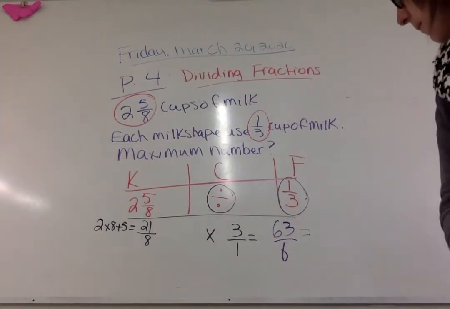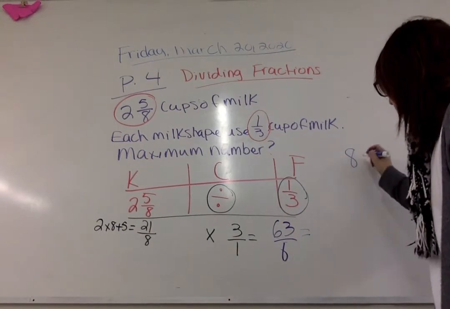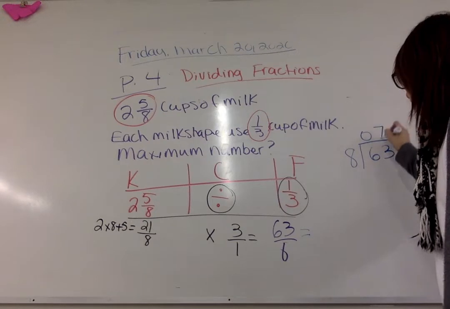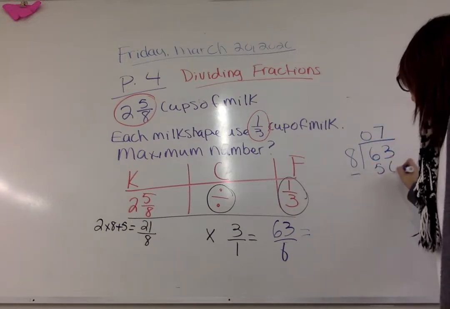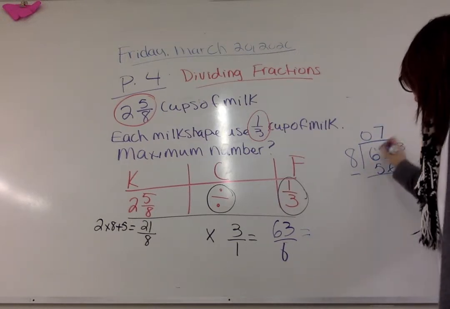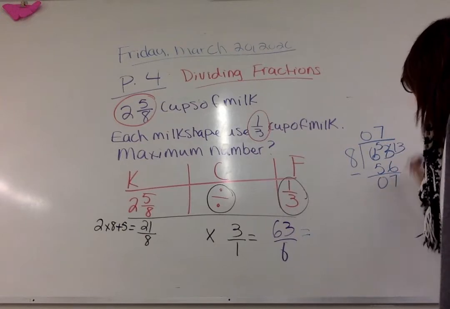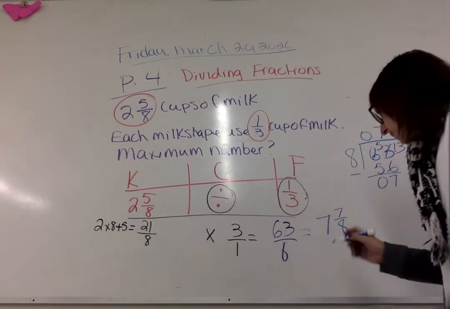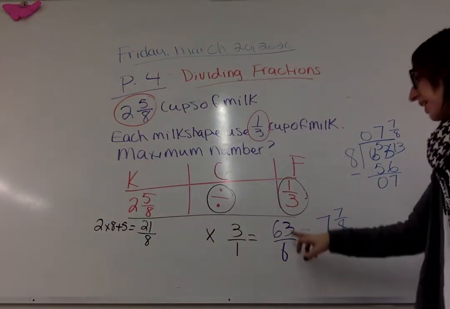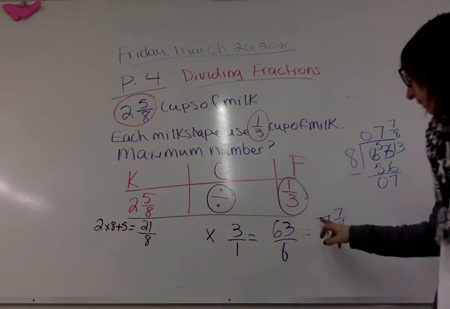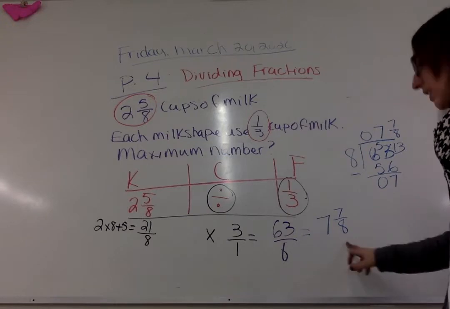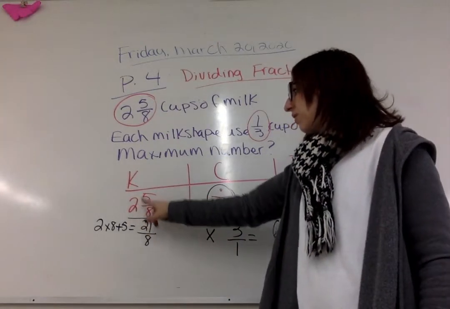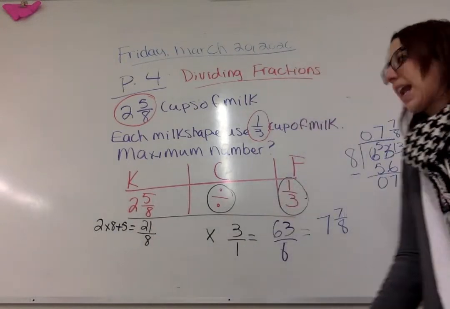So let's take, I'm going to do it up here, 8 divided by 63. This goes in 0 times, this goes 7. I'm left with 56. This becomes 13, this becomes 5, 0, 7. I'm now left with 7 and 7/8 is what 63/8 is equivalent to, because 7 times 8 is 56, plus 7 is 63/8, just like we converted 2 and 5/8 to be 21/8.